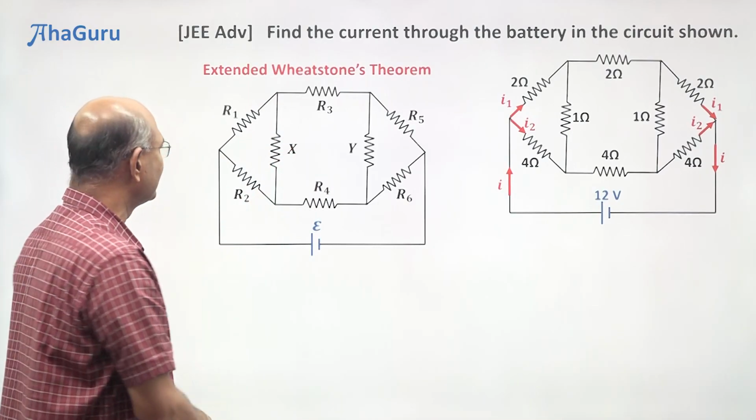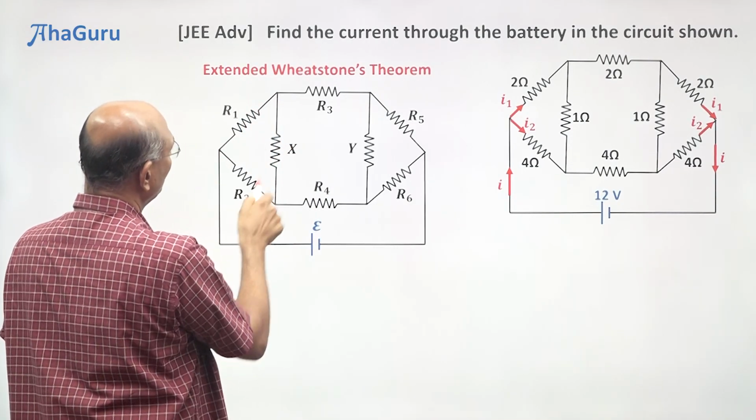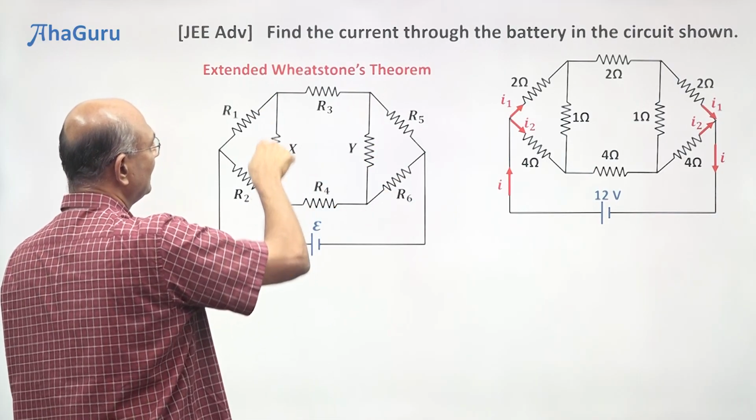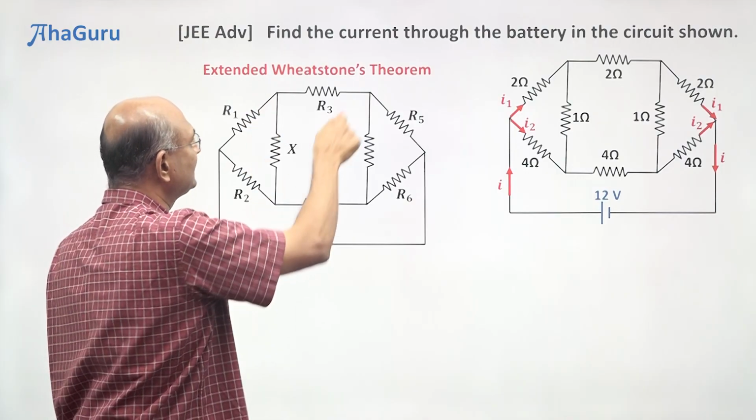Suppose I have a circuit like this. R1, R2, R3, R4, R5, R6. Here there is a bridge connecting here, X, and that is Y.